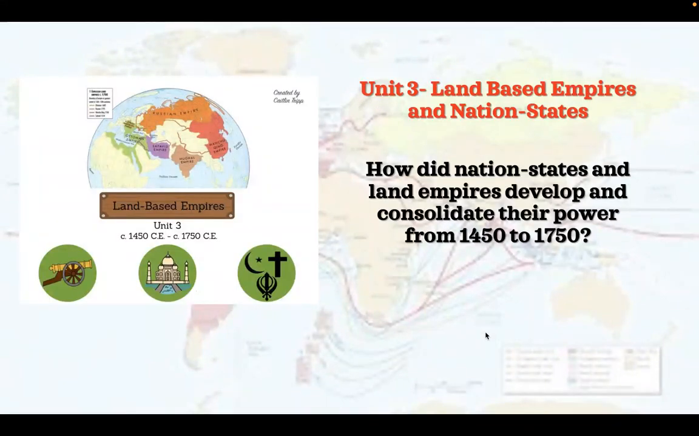In this Unit 3, Land-Based Empires and Nation States, we're focusing on how nation states and land empires not only developed but consolidated their power from 1450 to 1750.